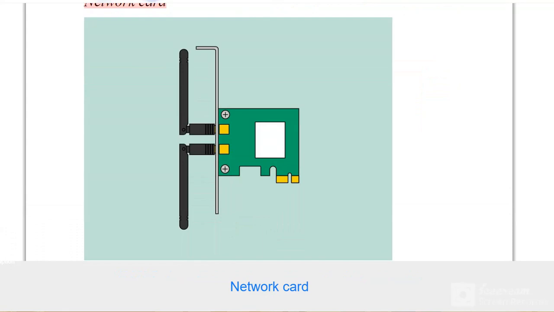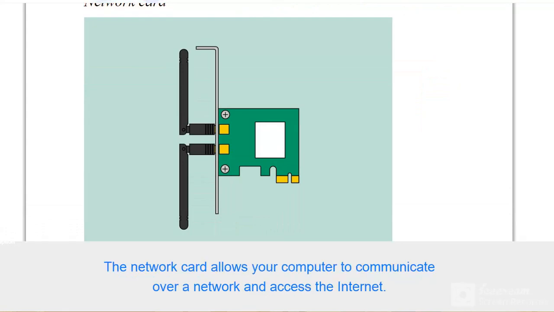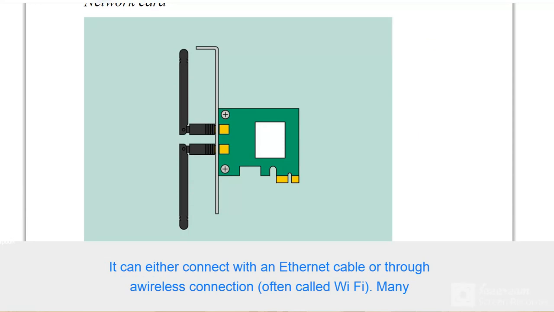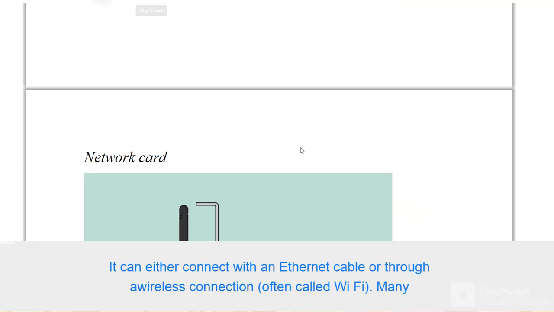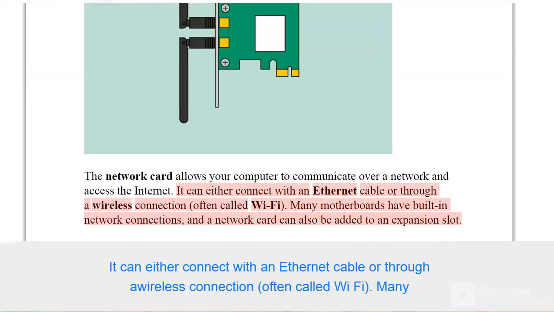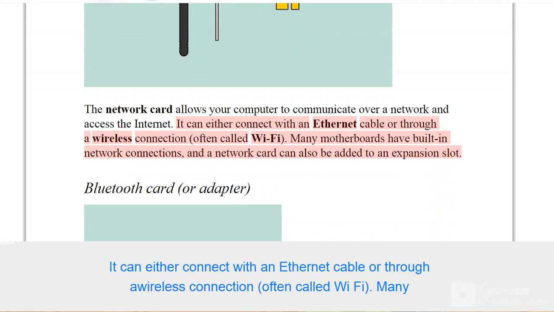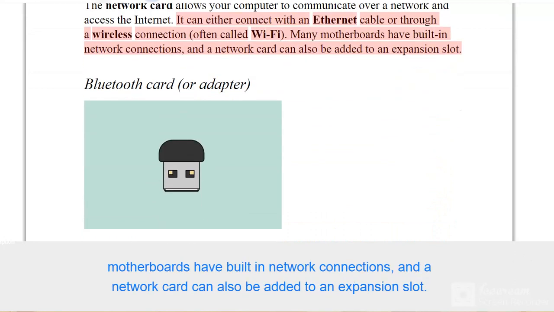Network card. The network card allows your computer to communicate over a network and access the internet. It can either connect with an Ethernet cable or through a wireless connection, often called Wi-Fi. Many motherboards have built-in network connections, and a network card can also be added to an expansion slot.